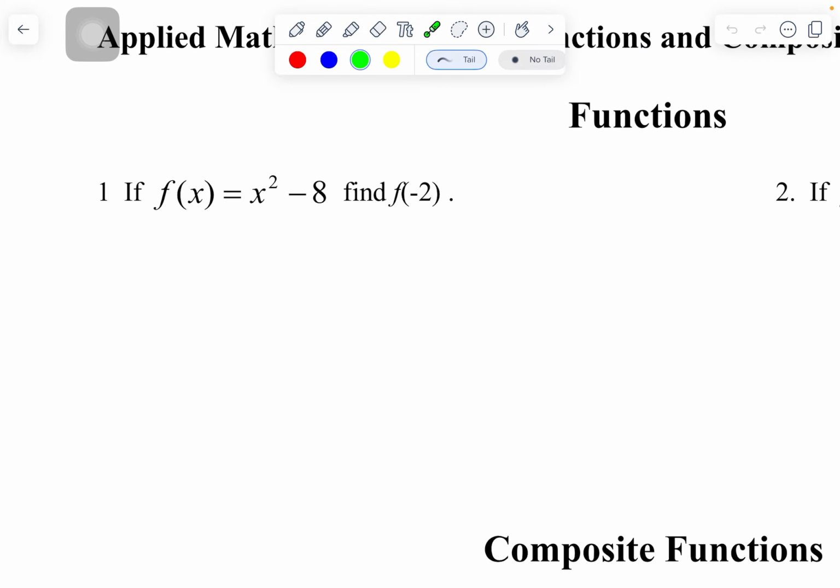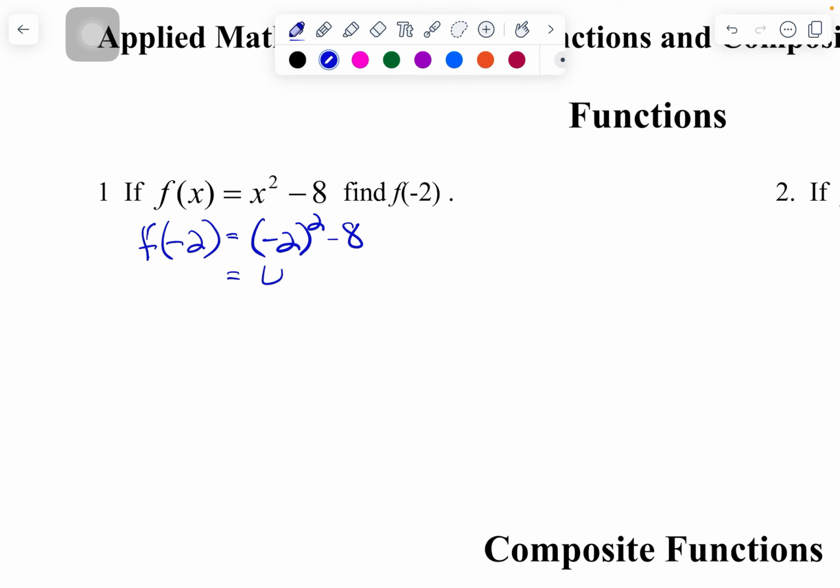So question number 1, I have given you this fantastic function, f of x equals x squared minus 8, and I want you to find f of negative 2. So notice that x in the original notation got replaced with negative 2. If I'm asking you to find f of negative 2, what I want you to do is take your x value and input negative 2 in its place, and then evaluate it, or simplify it. Let's see, negative 2 squared is going to be 4. 4 minus 8 is negative 4, so f of negative 2 equals negative 4.